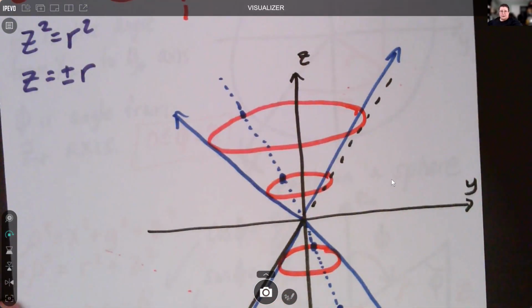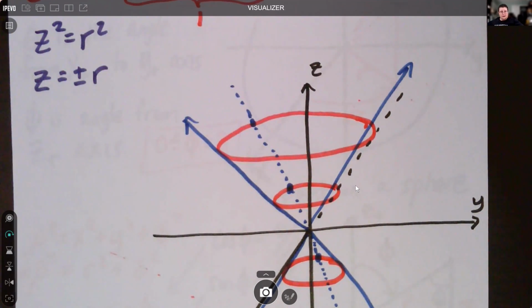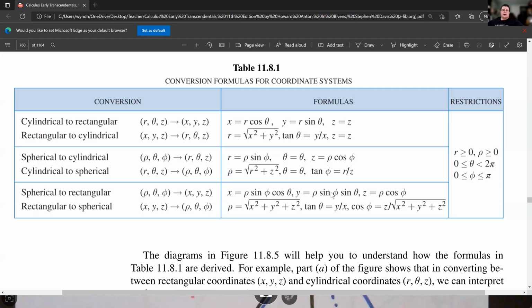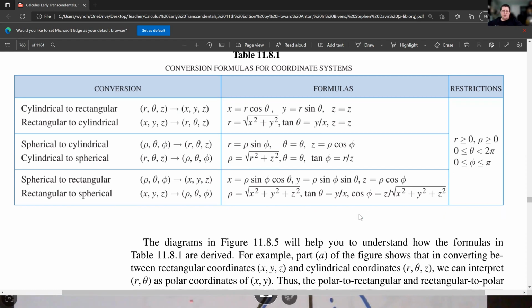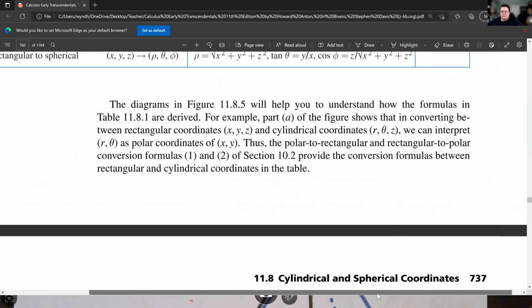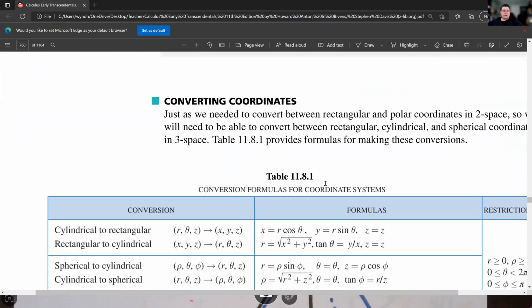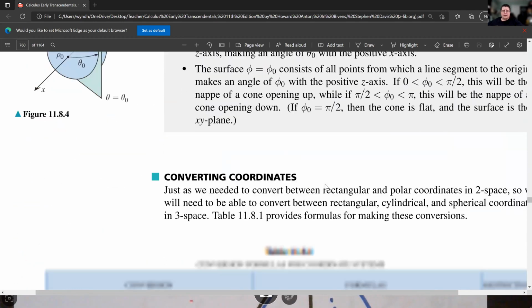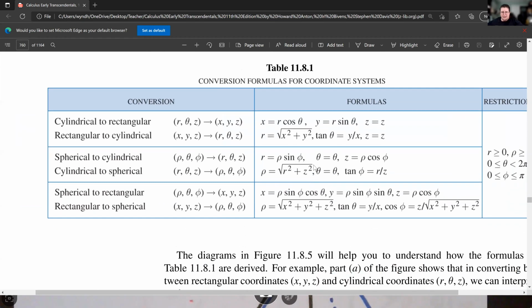For a quick, nice little summary of what the formulas are and the other formulas in this section, this is on page 736 in your book. It's table 11.8.1. You go to the bottom of page 736. We have a table for conversion between rectangular and cylindrical, and rectangular and spherical to cylindrical.